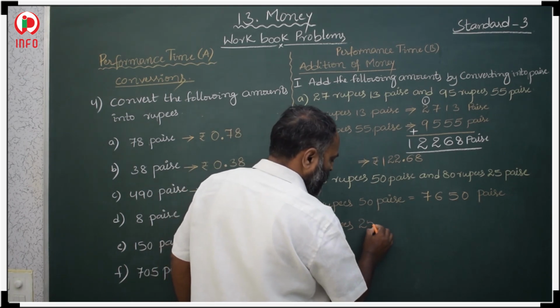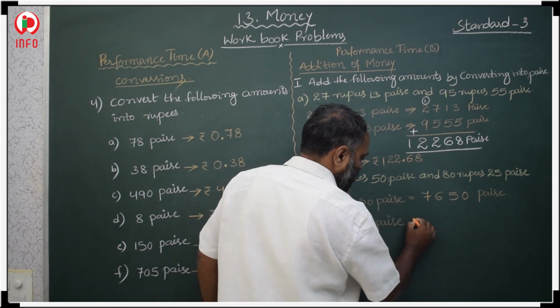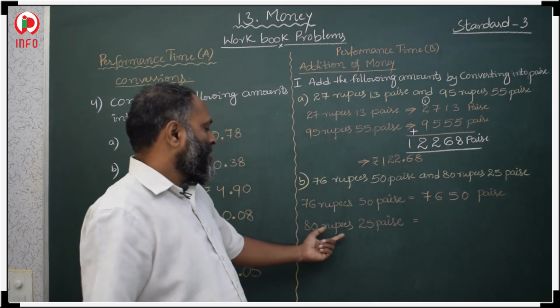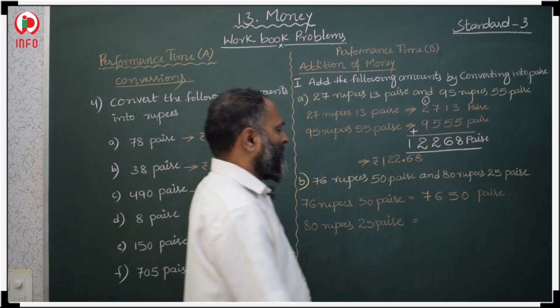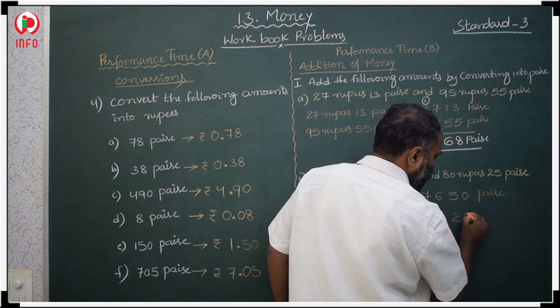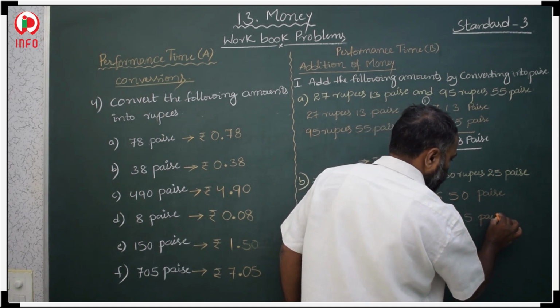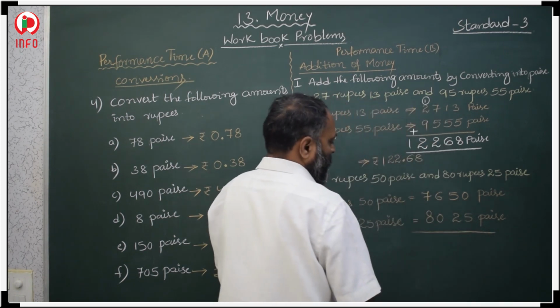Now after that, 80 rupees 25 paisa. Just remove this rupees, then you get 8,025 paisa. Now add.